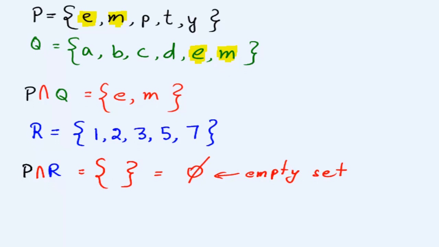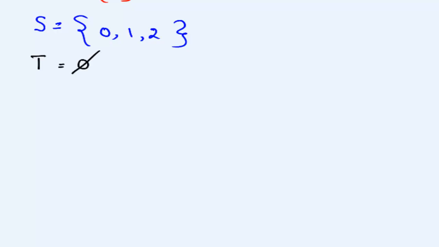Okay, one more example. We're going to form two new sets. Let's call the first set S, and this set has the numbers 0, 1, and 2 as its elements. And we have another set called T. This set is an empty set, and we want to find the intersection of S and T. Remember, the intersection has only those elements that are in common among the two sets we are taking the intersection of. Well, if one of the sets is empty, then what elements do they have in common? Nothing. So their intersection is going to be empty.